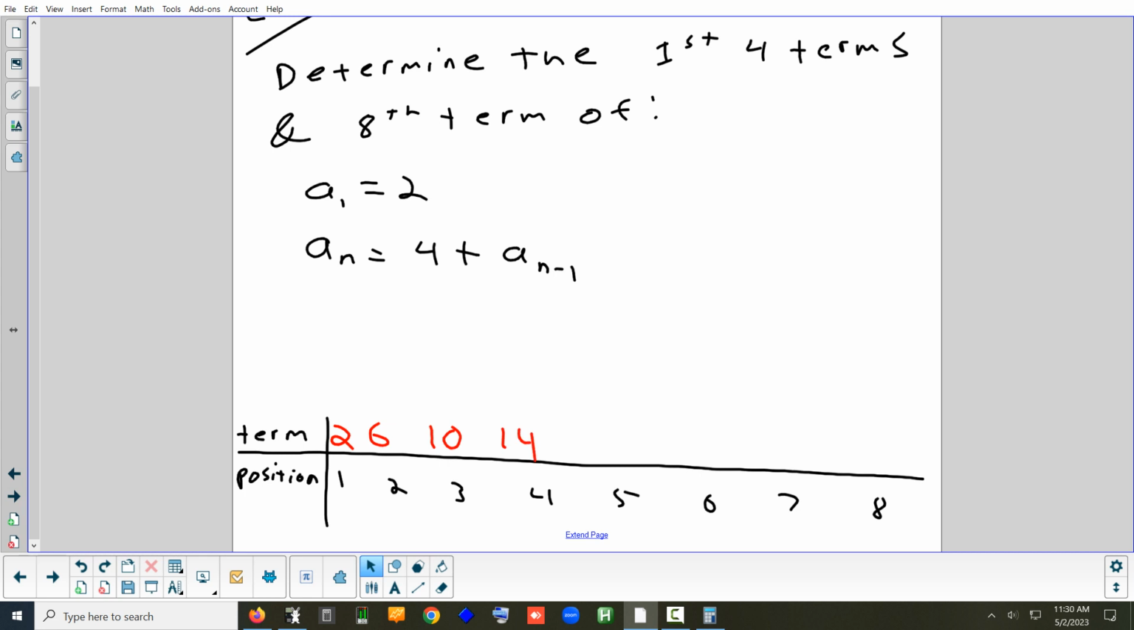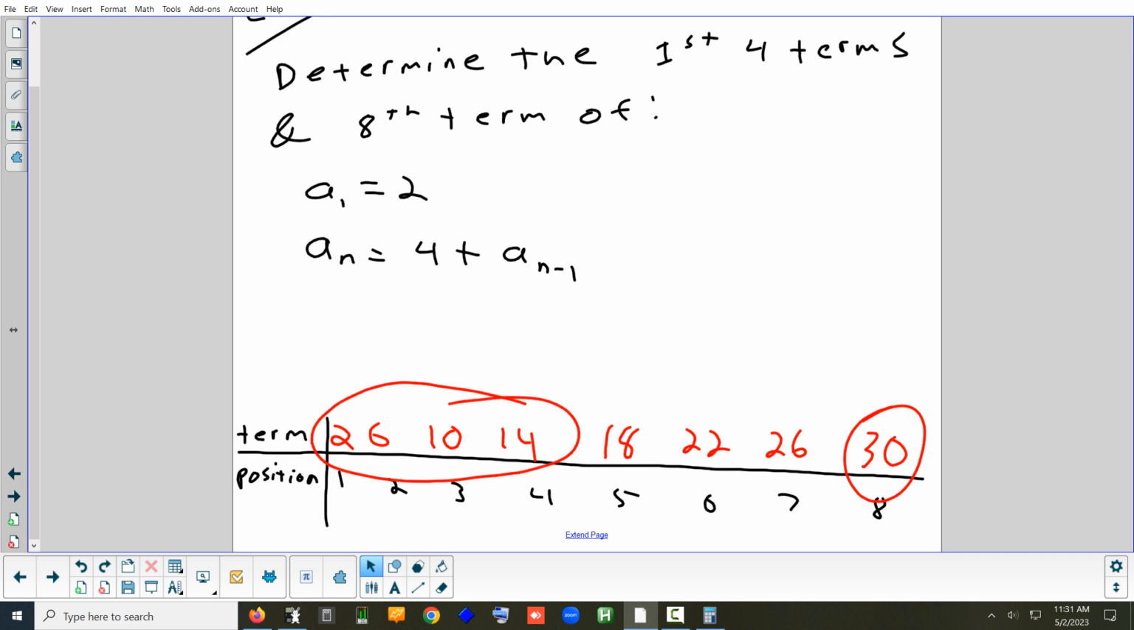Determine the first 4 terms. But to get to the 8th term, we really have to continue the pattern. So 14, 18, 22, 26, and then 30. That wasn't too bad because we only had to go up to 8. But if we had to go up to, say, 8 million, well, we want to come up with a better way to do it. So that answers the 8th term, and that answers the first 4. Okay. Questions on that?